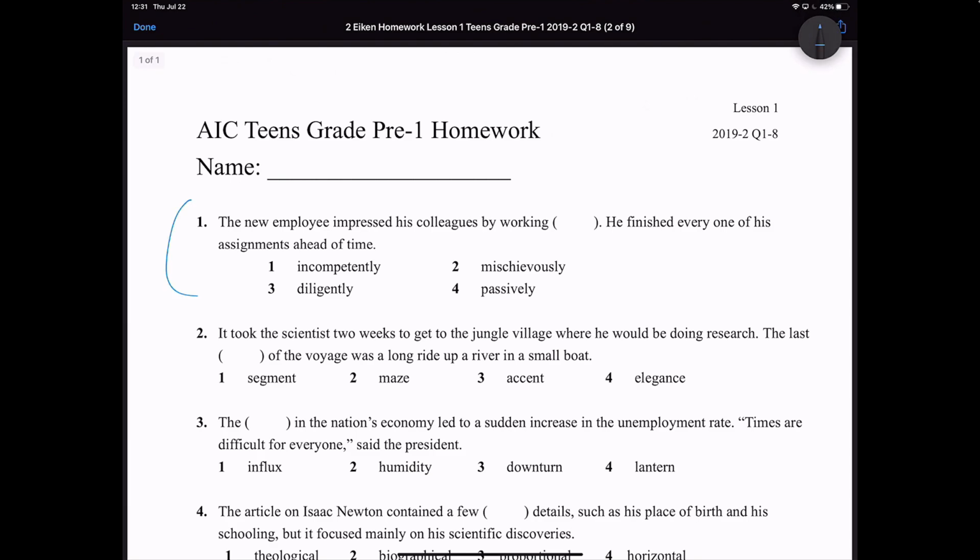So here we go. The new employee impressed his colleagues by working blank. He finished every one of his assignments ahead of time. You have to know the word diligently. That's it. This is a vocabulary question. These are all adverbs, right? There's no usage confusion here. We all know that's an adverb, so there's no subtlety about grammar or usage there. That's a vocabulary question. Next one.